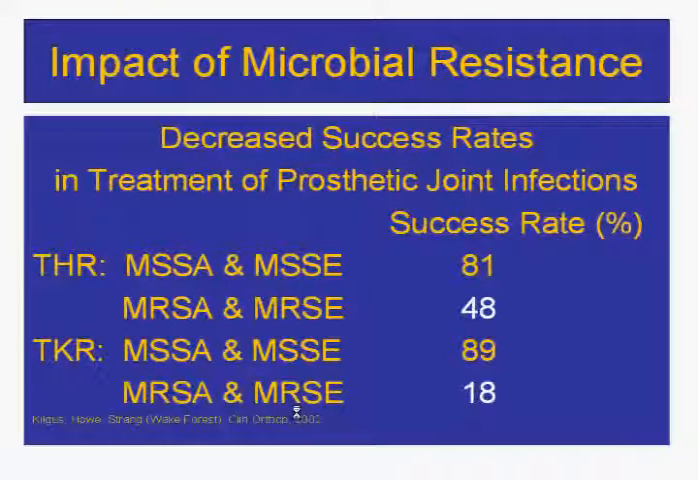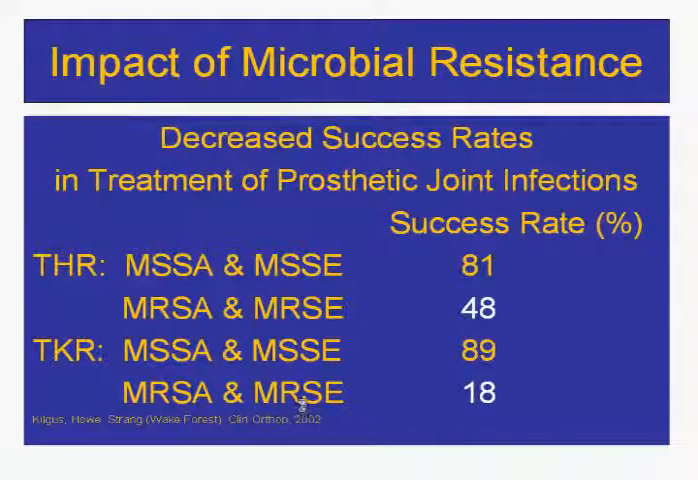And down at Wake Forest, they showed that when they were dealing with methicillin-resistant staph, whether it was Staph aureus or Staph epidermidis, whether it was total hips or total knees, they had a vastly decreased success rate compared to when they were using methicillin-sensitive organisms as the pathogens. Now, our numbers are nowhere near as bad as these, but I think there's a reason for it.